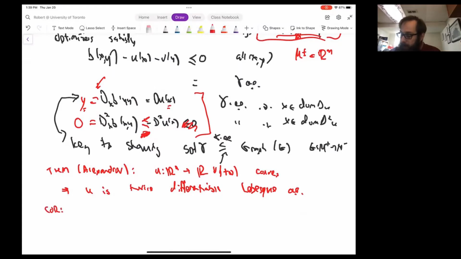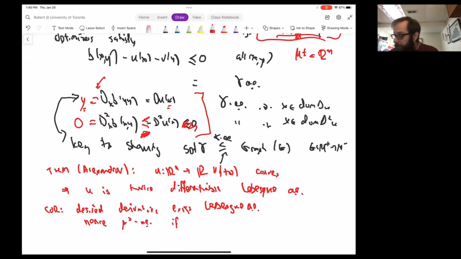So a corollary is the desired derivatives exist Lebesgue almost everywhere, and hence mu plus almost everywhere if mu plus is absolutely continuous. I'll use H^n for Lebesgue measure on R^n. Right, absolute continuity means that mu plus would vanish on every Lebesgue set of measure 0.